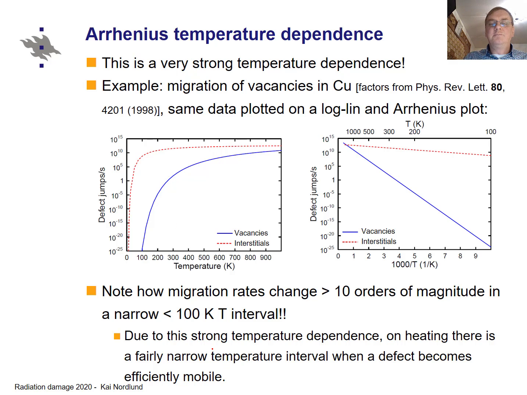Because of that, one can effectively say that there is a temperature interval when a defect becomes mobile. This is often called the defect mobility temperature. For instance, in copper, people often say that the vacancy becomes mobile slightly above room temperature. Of course, formally it's mobile at any temperature, but this relates to what kind of experimental setup you have, that in a given time scale there is enough time for a significant number of vacancy jumps.